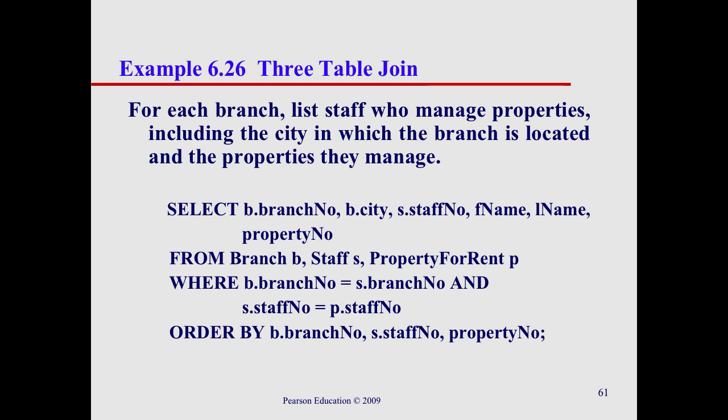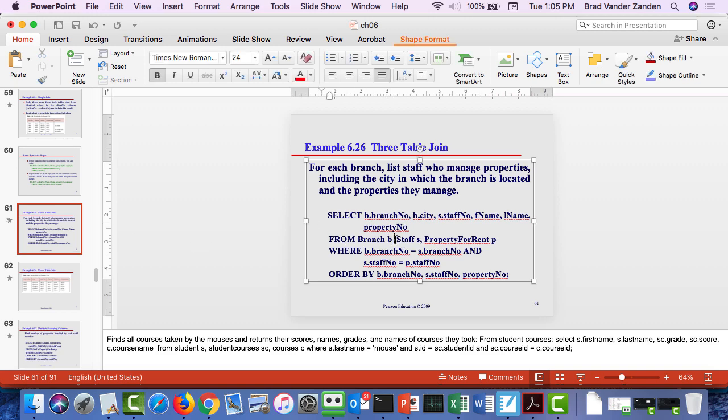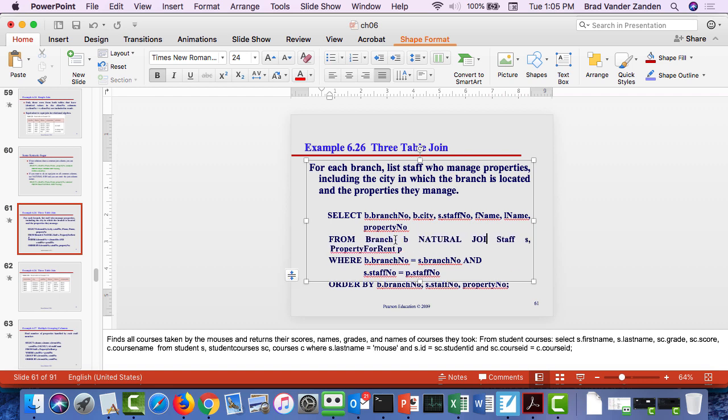And you can see here that we could have actually done natural joins. So I could have more simply written this: from branch B, natural join staff S, natural join property P, and I could have gotten rid of the where clause. So that would work too. So I've just chained 3 of them together. And there should be no comma here. Okay?